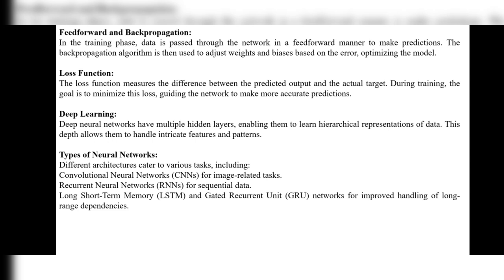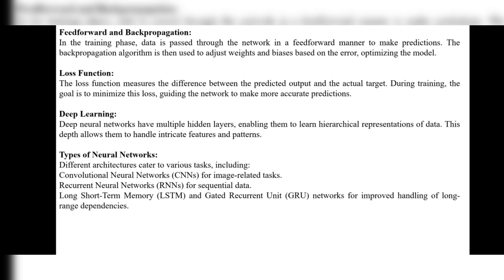I also explained this loss function in unit 3. And next, deep learning. What is deep learning here? Deep neural networks have multiple hidden layers, enabling them to learn hierarchical representations of data. This deep learning helps in learning by using hierarchical representations like decision trees. This depth allows them to handle intricate features and patterns.